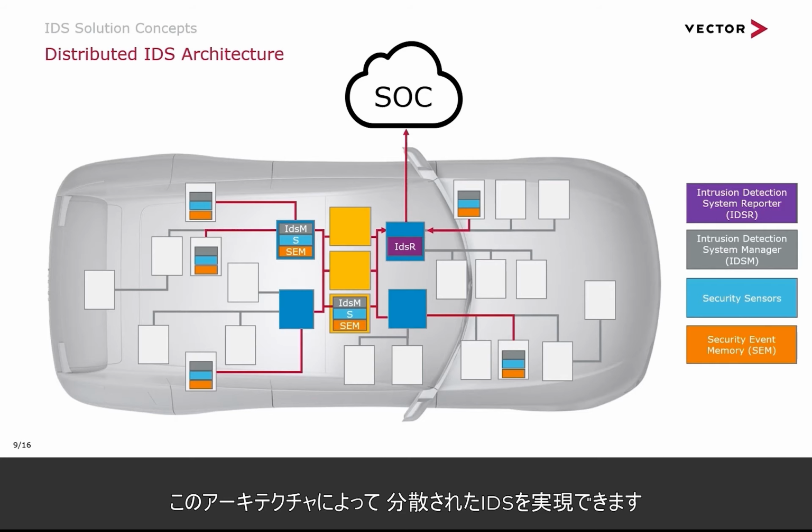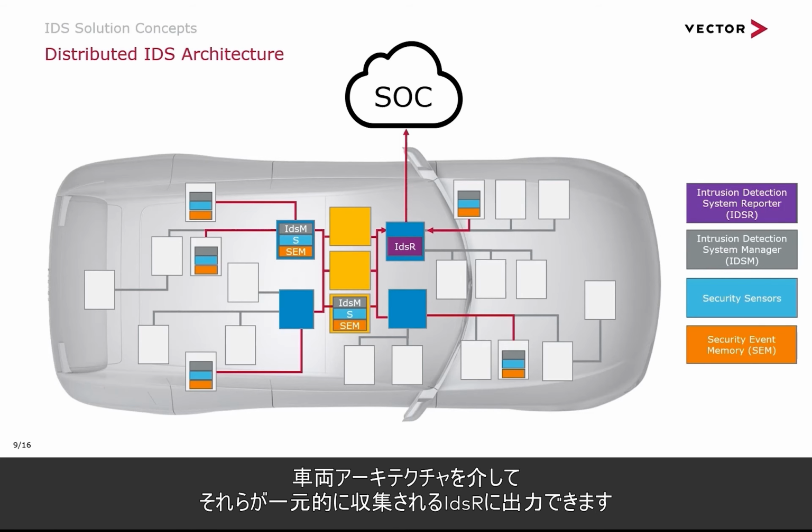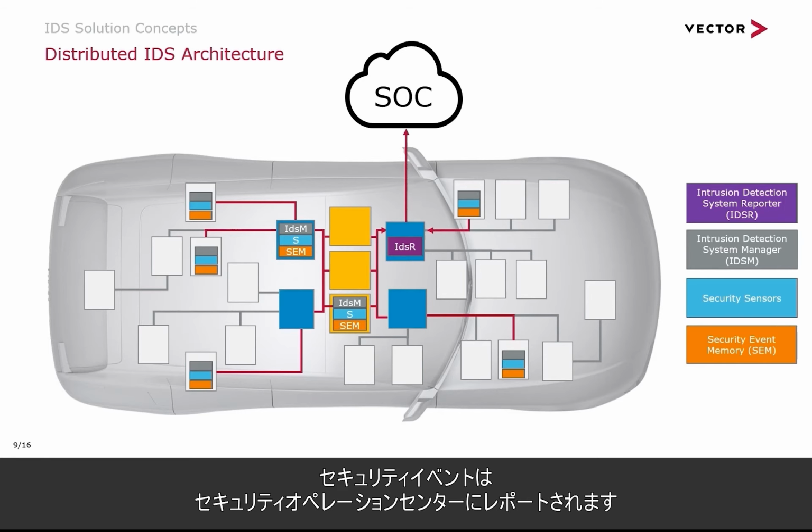So with this architecture, you can really realize a distributed IDS. For example, the standard nodes can report their qualified security events either to their local security event memory, or they can push them through the vehicle architecture to the IDSR, where they are collected centrally, and further information can be added, such as a vehicle identification number, or the mileage, or the geoposition of the vehicle, and then the security events are reported to the Security Operations Center.